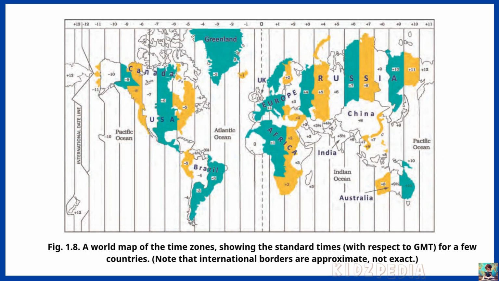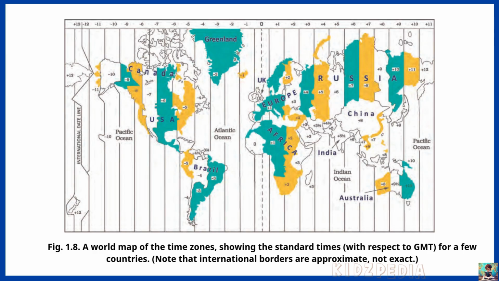If you look at the world map in figure 1.8, you will notice that the time zone lines are not perfectly straight lines. Instead, they zigzag and curve around countries. This is because each country wants to have a single standard time, or a few in the case of large countries. So the lines try to follow country borders. They try to avoid dividing a country into too many time zones.